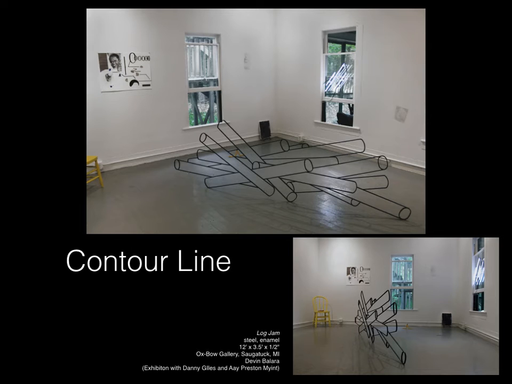Okay, an example of a three-dimensional contour line is this piece by Devin Ballara called Log Jam. In this we see these cylindrical, spherical pieces. They're all stacked on top of each other and overlapping. But in the image from the side, we can see that it's very flat. In fact, it's just these simple forms in steel that exist in this space. So they give us this idea of a log jam, but in reality, it's just very few lines.